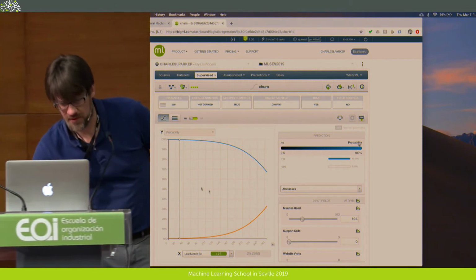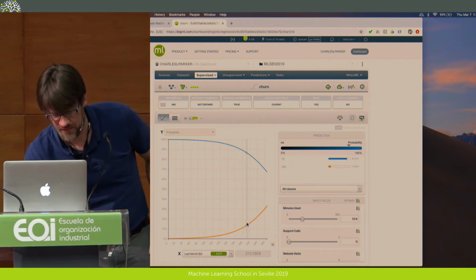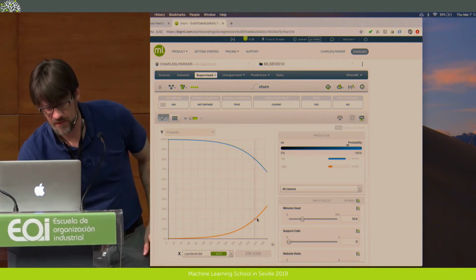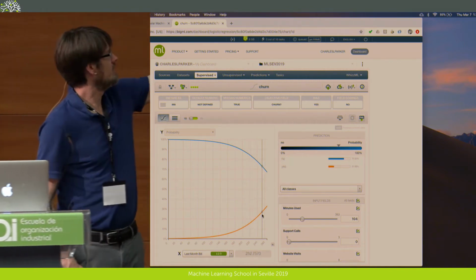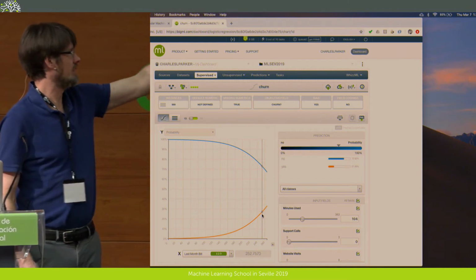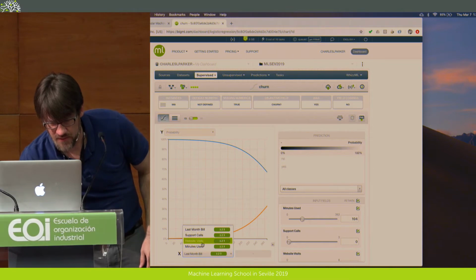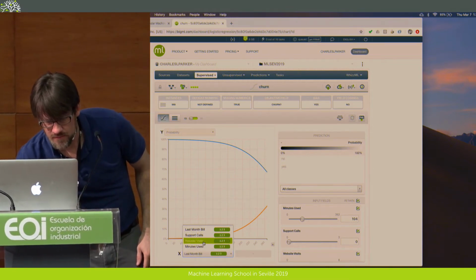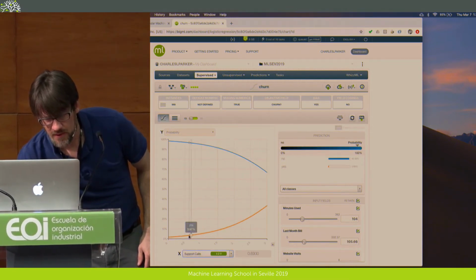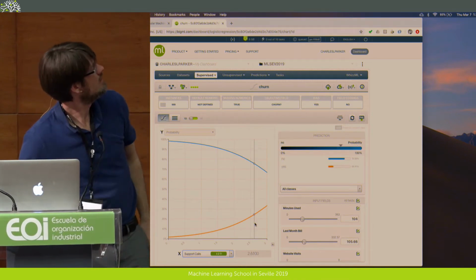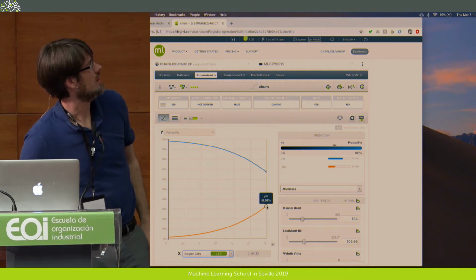And so you can see this red curve at the bottom, yes, they do churn from the service, slowly slopes upwards as the last month's bill increases. And you can look at this relationship for any of these features. You see calls to support, I guess. You can see that as they make more calls to support, the probability that they're going to churn increases.